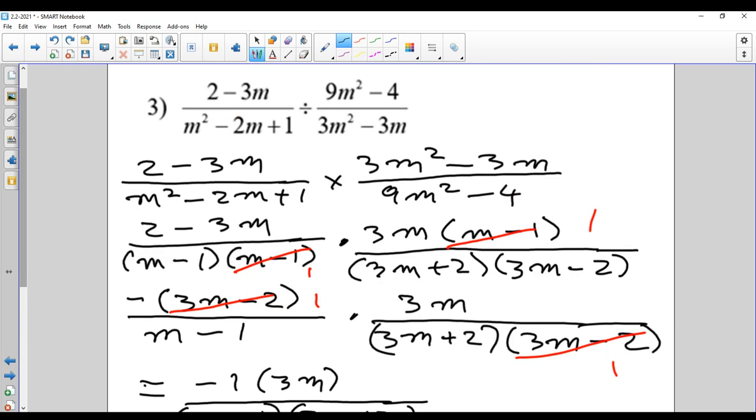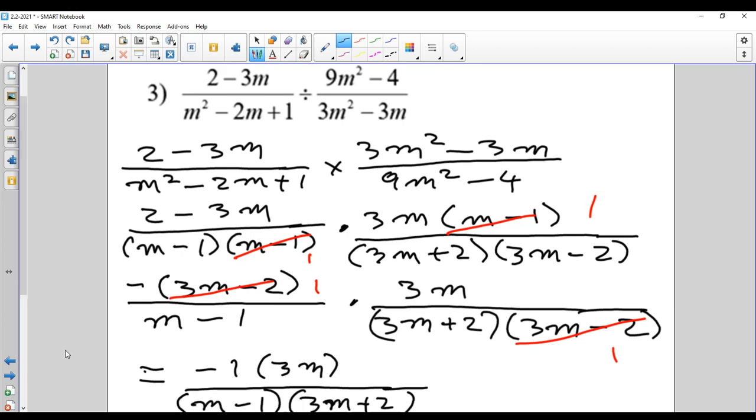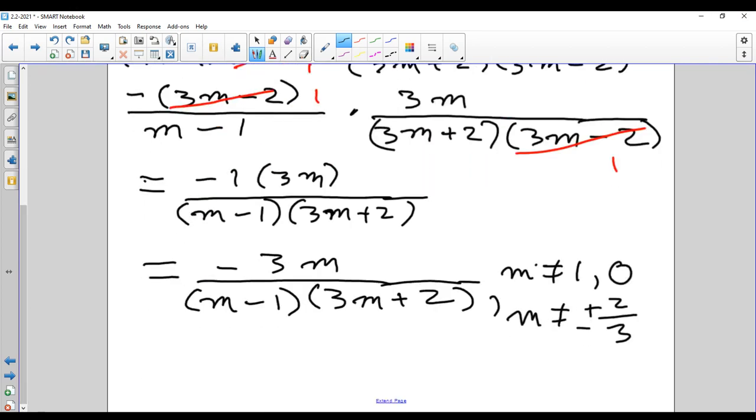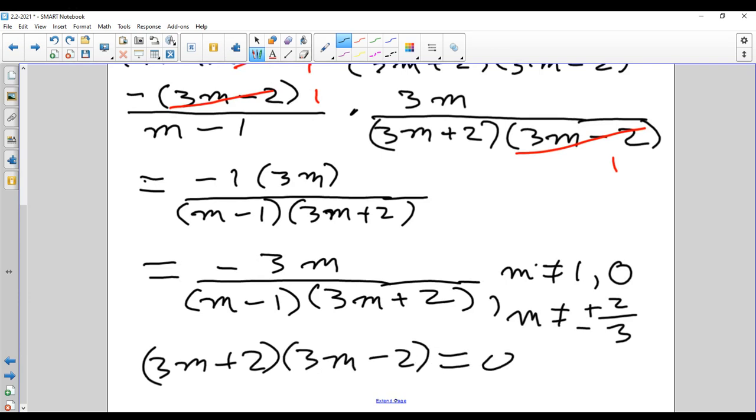All right, you have approximately, I'm being so generous, about a minute. So the easiest way for me to explain it is to take one of these. See this 9m squared minus 4? That factored into 3m plus 2 and 3m minus 2. Use a zero product law: set it equal to 0.